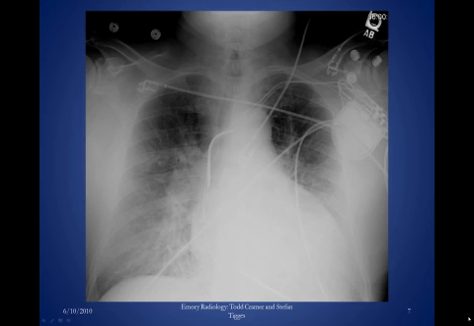Here's another patient with bilateral parabronchial cuffing. It's more prominent on the right than on the left. In this case, we have strong evidence to suggest an etiology for pulmonary edema. Notice the pacemaker and automatic defibrillator in the left chest wall.